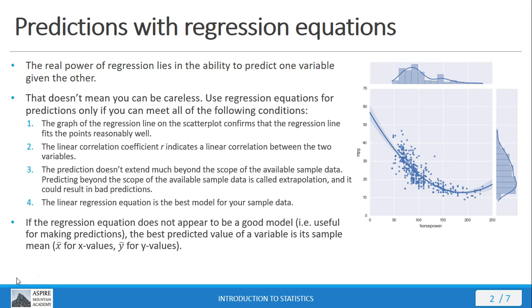If your regression equation does not appear to be a good model, in other words, useful for making predictions, then the best predicted value is going to be the sample mean. So predictions coming out of your equation, the y hat, are going to be y bar.